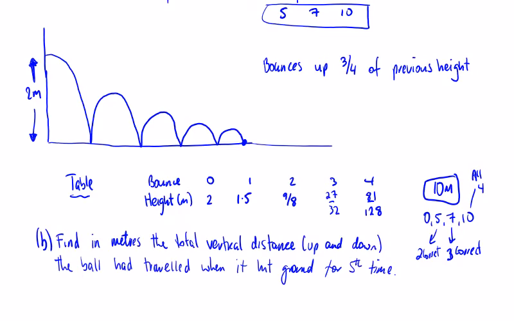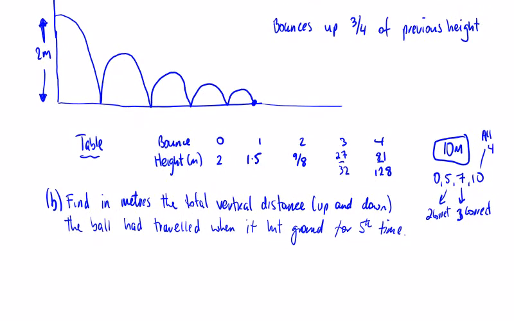Find in meters the total vertical distance up and down the ball travelled when it hit the ground for the 5th time. You just add them up. This is 1.5 up and 1.5 down, so 1.5 twice. This one is going to be 9 over 8 twice. And just type them all into your calculator and add your 2.